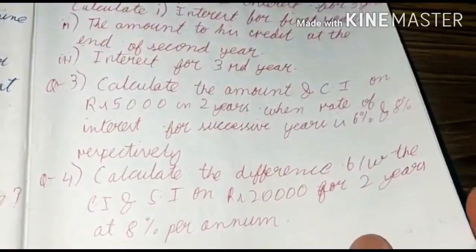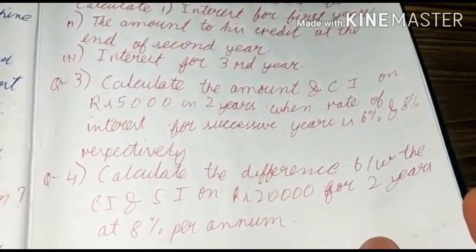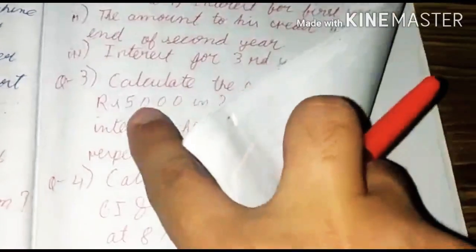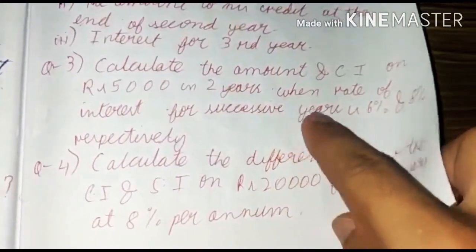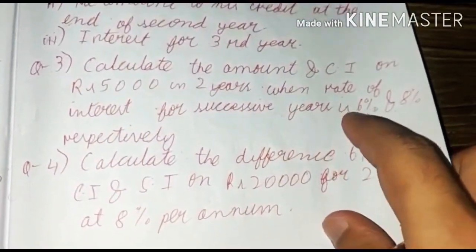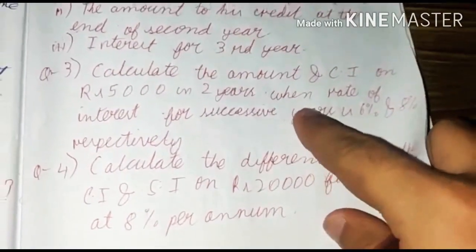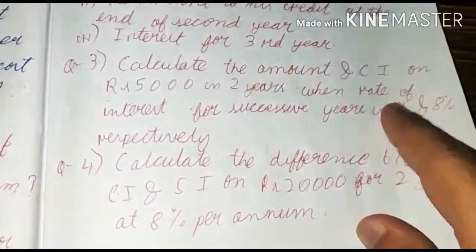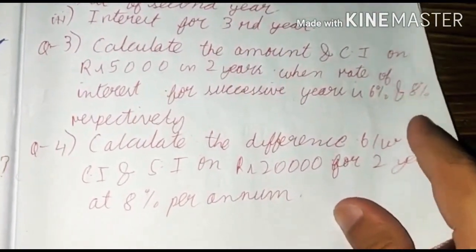In this third question, the question says calculate the amount and compound interest on rupees 5,000. Principal is 5,000, time is 2 years. When the rate of interest for successive years is 6 and 8%. Means when we calculate the interest for the first year, the rate will be taken 6% and interest for second year is 8%. So we will start with the question.